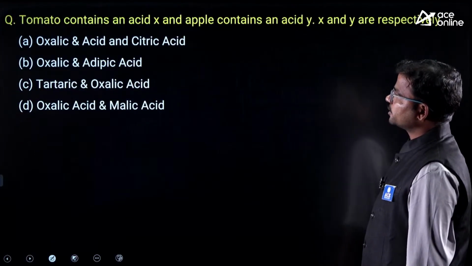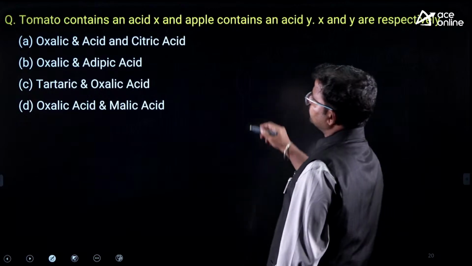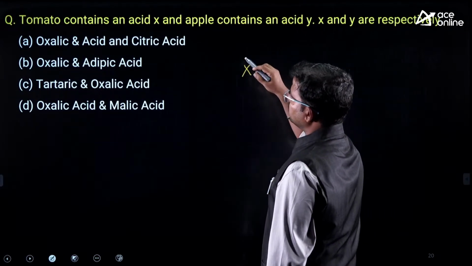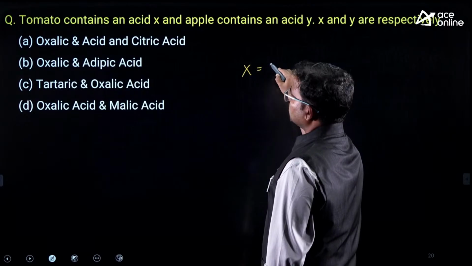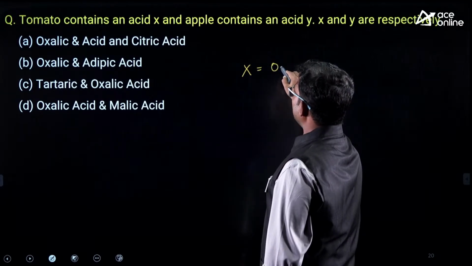The next one: tomatoes contain an acid X. What kind of acid mostly exists in tomatoes? Tomato, spinach. Okay, oxalic acid.